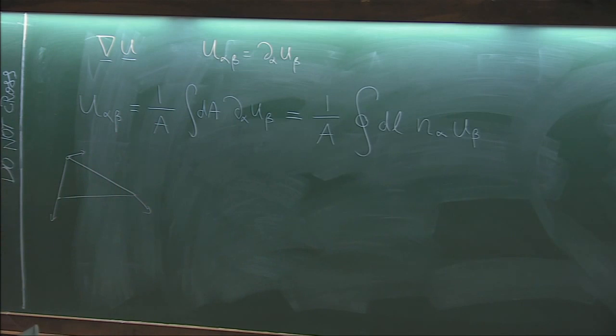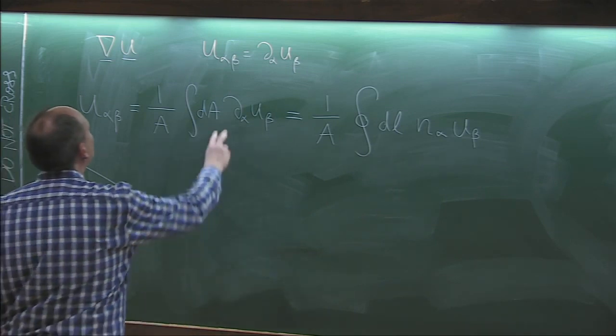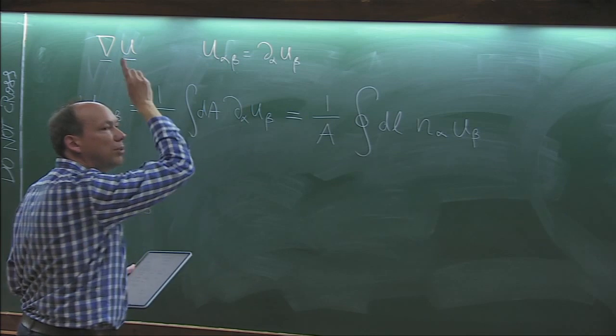Alpha is not a spatial index. No, I'm sorry, this is now a spatial index. Yes, thank you, exactly. I should maybe use different indices, but these are tensor indices for two components in the plane.